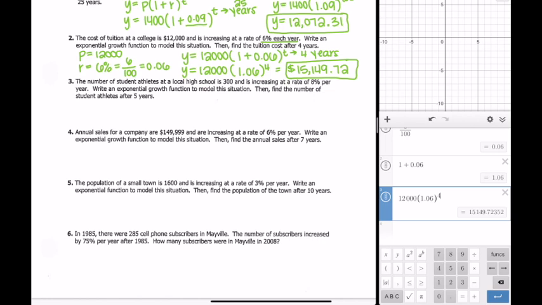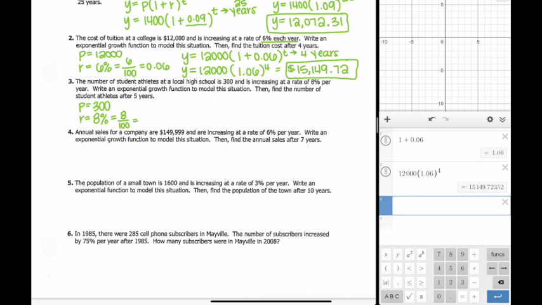All right, number 3. The number of student athletes at a local high school is 300 and is increasing at a rate of 8% per year. So first we can say that the principal or the initial amount of students was 300, and the rate of increase is 8% each year. Well, 8% is 8 out of 100, so 8 out of 100 is 0.08.